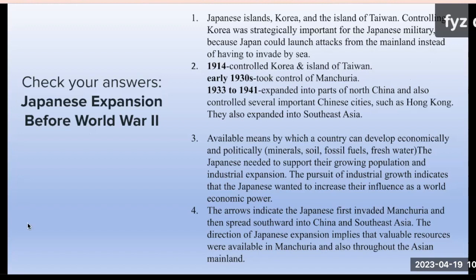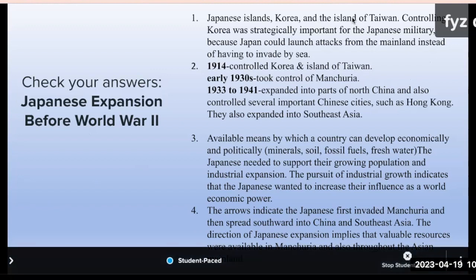So answer number 1, they took over Korea and Taiwan. Korea was particularly important because this meant that Japan could launch attacks from the mainland of East Asia instead of having to use their navy and invade by sea. In 1914, they had controlled Korea and the island of Taiwan. Then after World War I, early 1930s, they took control of Manchuria.